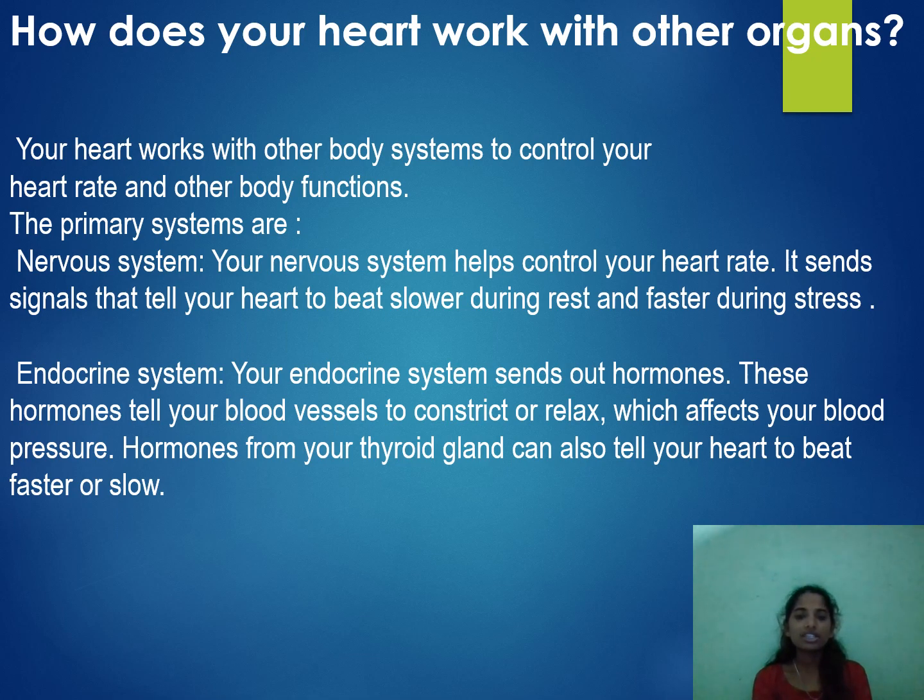Your endocrine system sends out hormones. These hormones tell your blood vessels to constrict or relax, which affects your blood pressure. Hormones from your thyroid gland can also tell your heart to beat faster or slower.